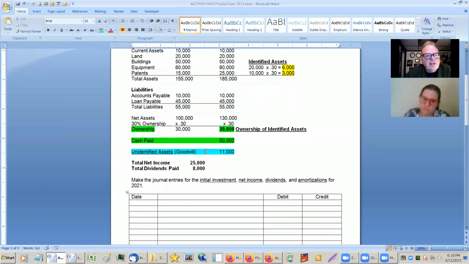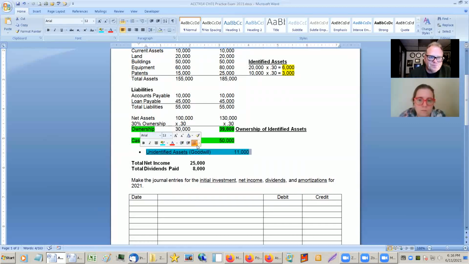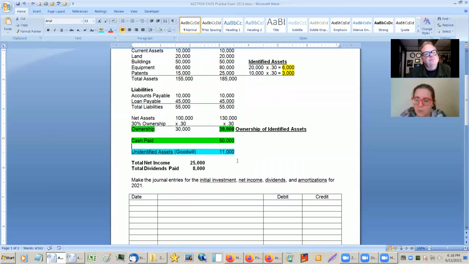So nothing happens, and this doesn't get depreciated or amortized. It just sits there, and unless something happens that makes you write it down, it'll just sit there. That would be like if the brand became useless or something. Yeah, or not profitable.